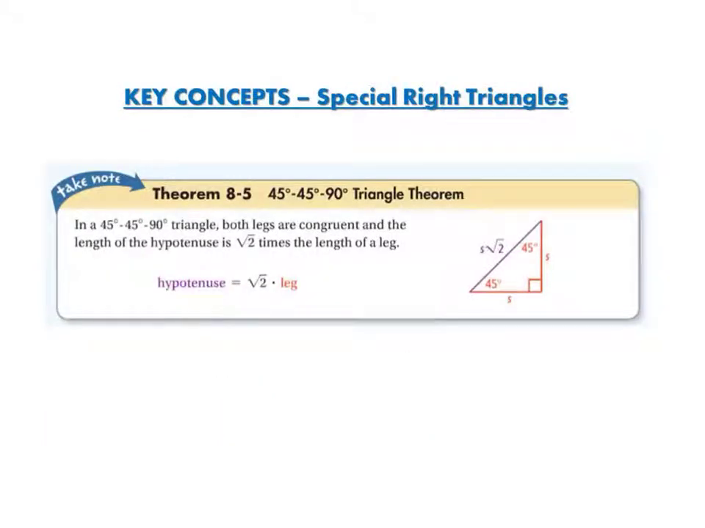All right, the first ones we're going to look at are the 45-45-90 degree triangles. In those triangles, both legs are exactly the same. Those are isosceles triangles. In all cases, the length of the hypotenuse is always the square root of 2 times the length of the leg. So if you look at the example they gave us, the legs are both 5. The hypotenuse is 5 times the square root of 2.